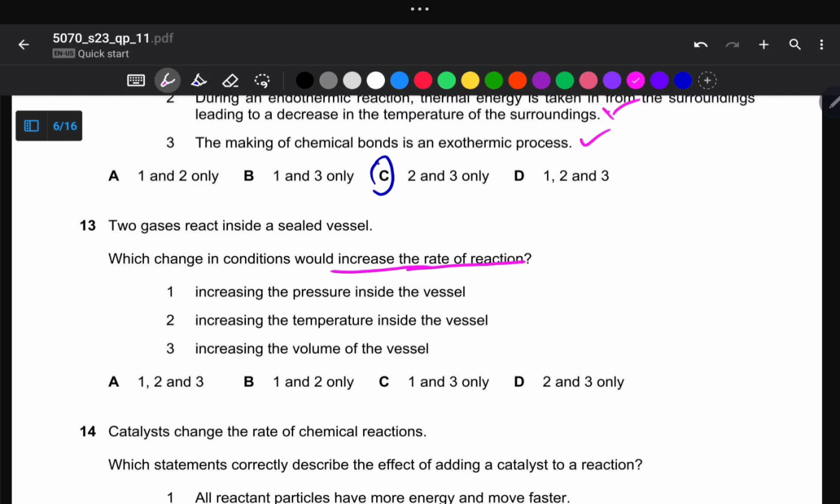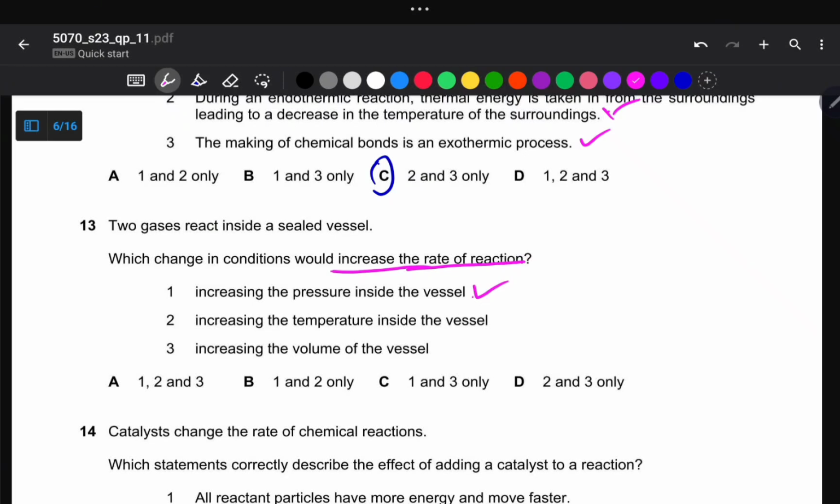We have a video on that one explaining to you what is needed for gases to react effectively, right? So the first statement says increasing the pressure inside the vessel. This is correct. Why? Increasing pressure increases the number of effective collisions, thereby increasing the rate of effective reaction. So for a reaction to occur, particles must collide in the correct orientation with sufficient energy to form bonds, right? So we've got what we call transition state in a reaction.